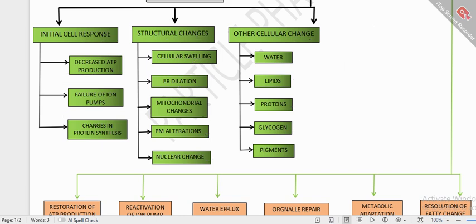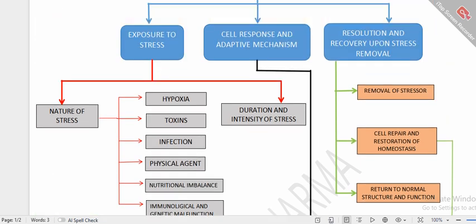Now the last step and the most important step of reversible cell injury is resolution and recovery upon stress removal, which is again divided into substages. You can remember this stage with an acronym, that is removal of stressor. Whatever stress is there on the cell, it has to get removed, then only the cell is going to perform its function well and retain back its structure. Cell repair, again R is coming here, and restoration of homeostasis.